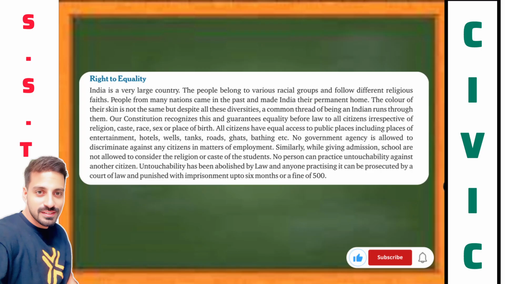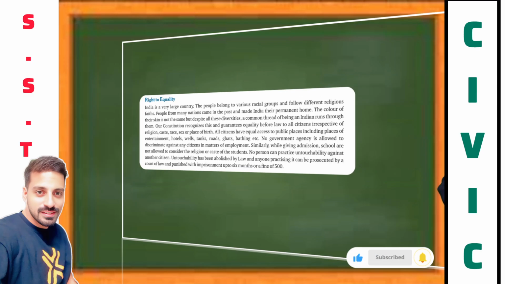No person can practice untouchability against another citizen. Untouchability has been abolished by law and anyone practicing it can be prosecuted by the court of law and punished with imprisonment up to 6 months or a fine of 500.